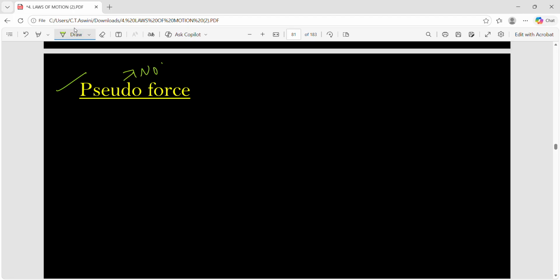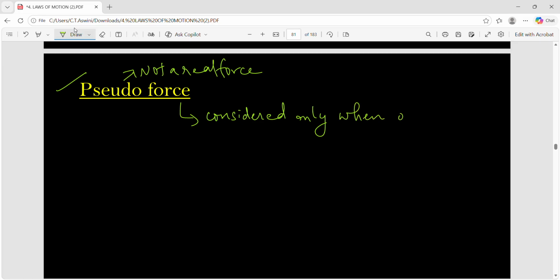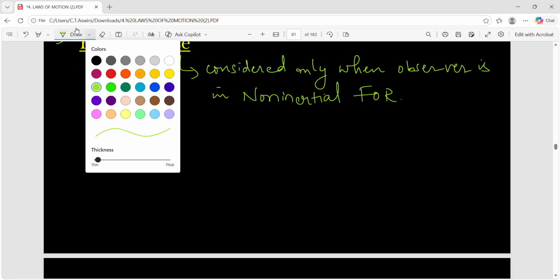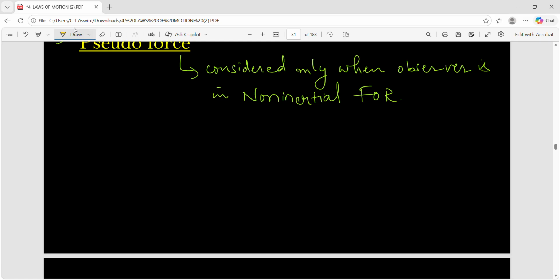Pseudo force is not a real force, but this is considered. Why is this considered? This is considered only when the observer is in a non-inertial frame of reference. So when the observer is in a non-inertial frame of reference, only then do we consider this pseudo force. And how we have to consider it: pseudo force in the sense of imaginary. In reality it won't exist. We are just considering it to simplify the problems.